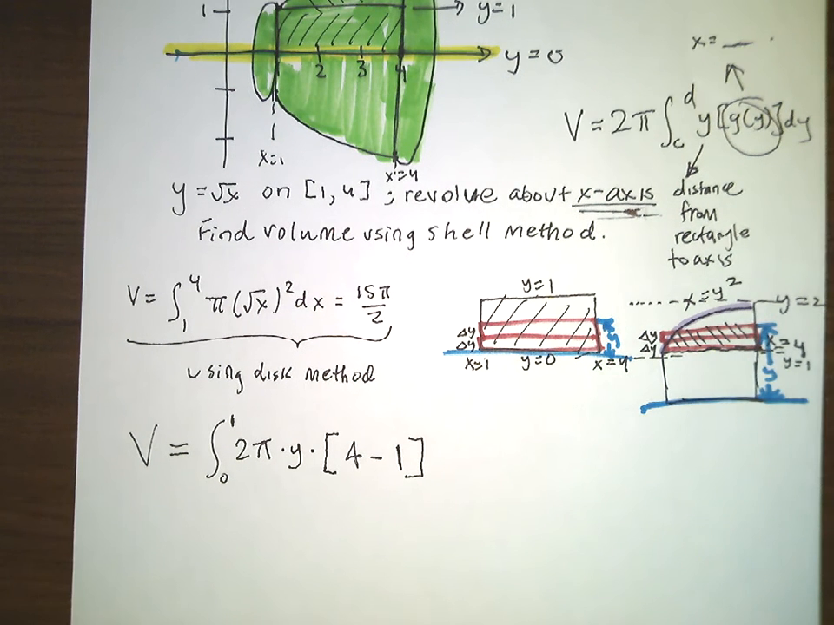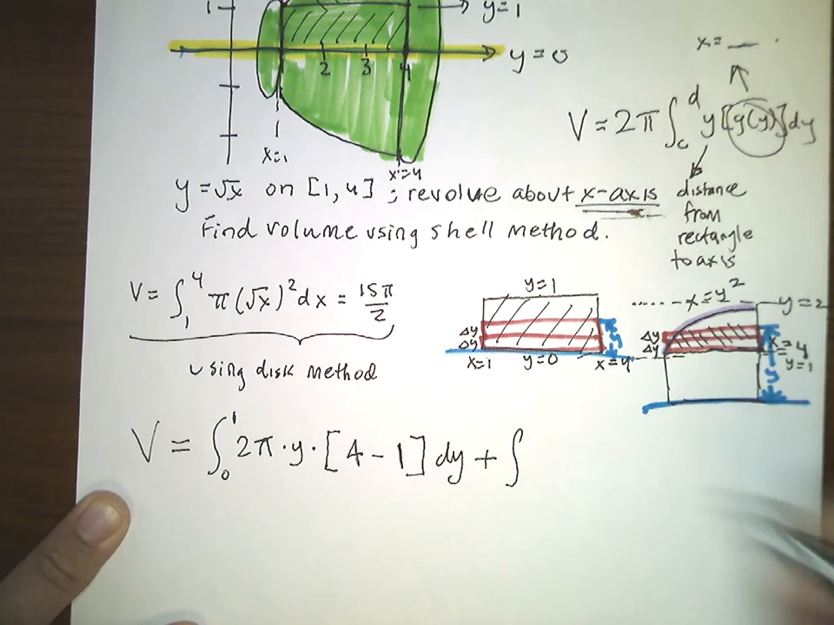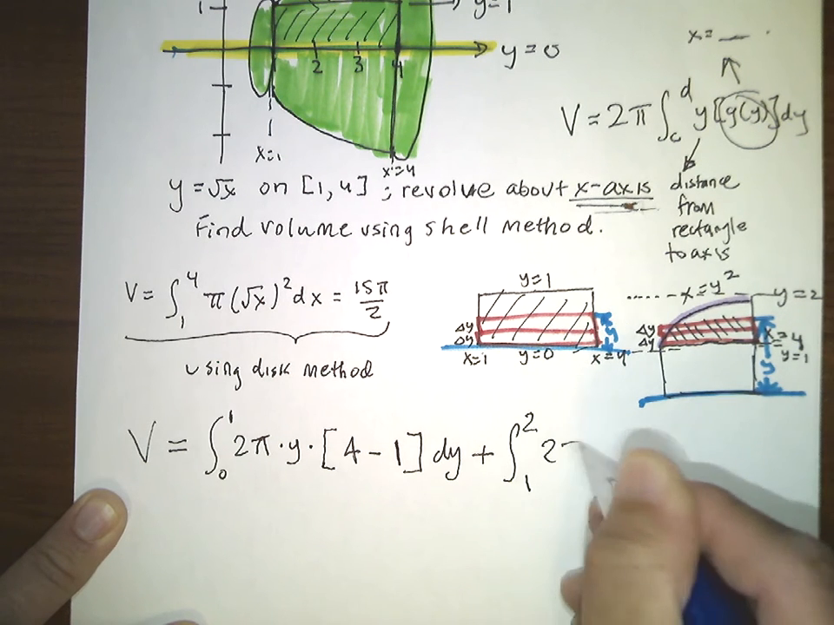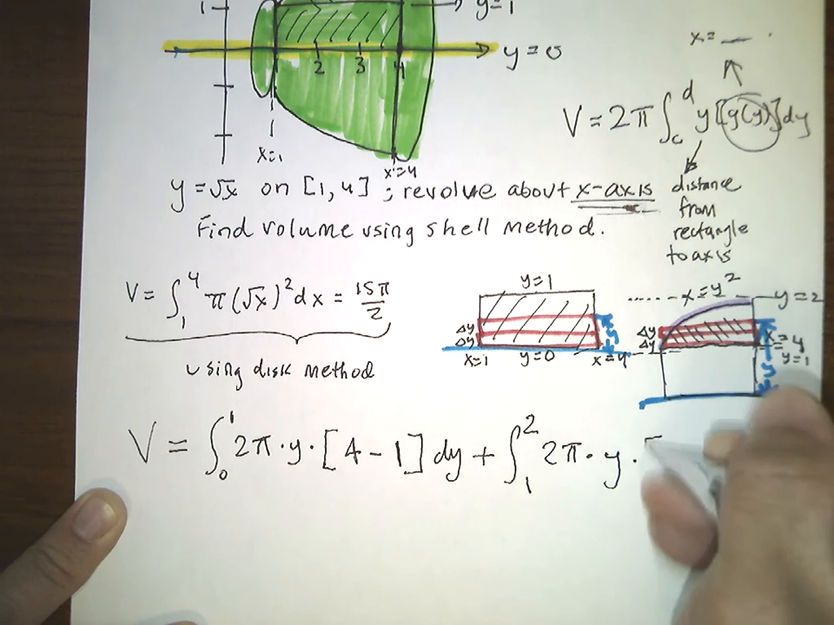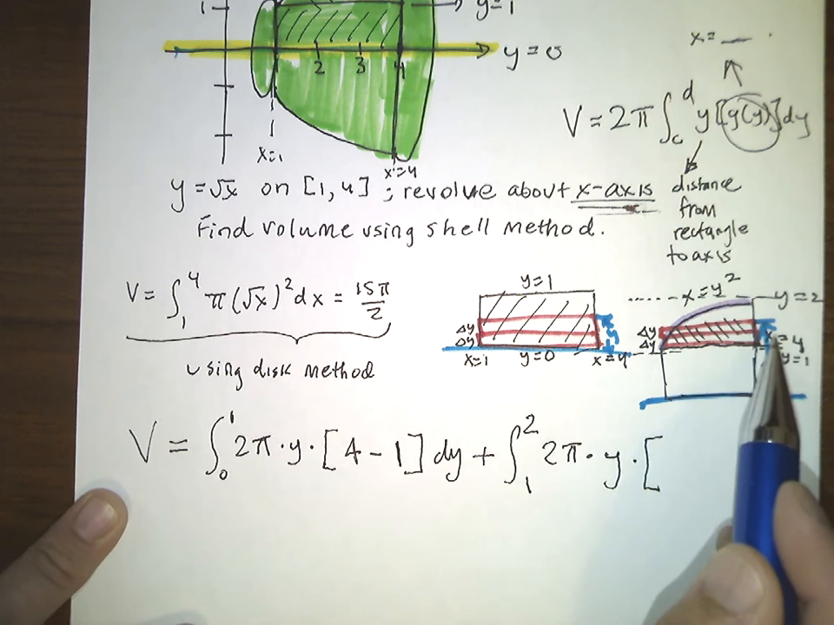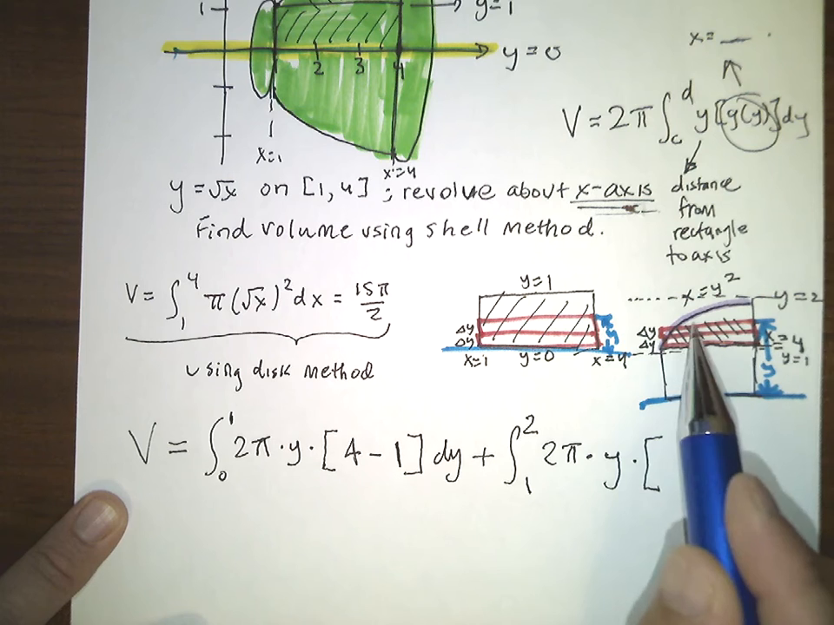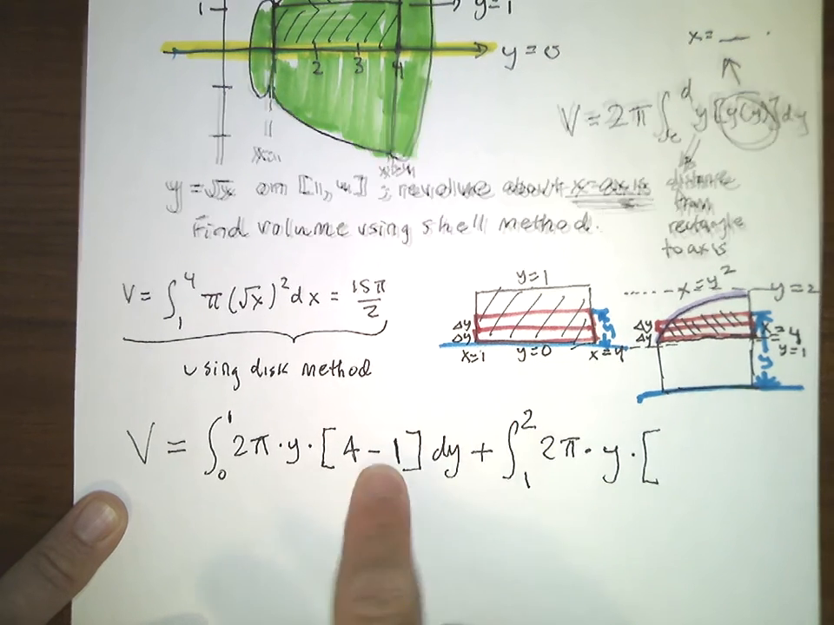All right. So now that will be dy then plus the integral. So from when y goes from 1 to 2, we have 2 pi times y, the distance from the top of any rectangle to the x-axis, all right, y, and then times. Now, what is the length of this rectangle? So this one, the length of this rectangle is 4 minus 1, so that's 3.